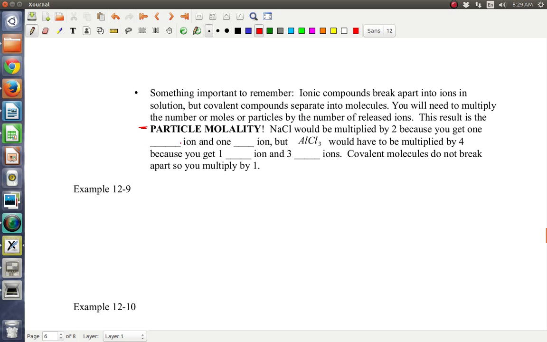Sodium chloride would be 2 because of the sodium ion and the 1 chloride ion. AlCl3 would be 4 because we get 1 aluminum and 3 chloride ions. And covalent molecules do not break apart, so you get 1.